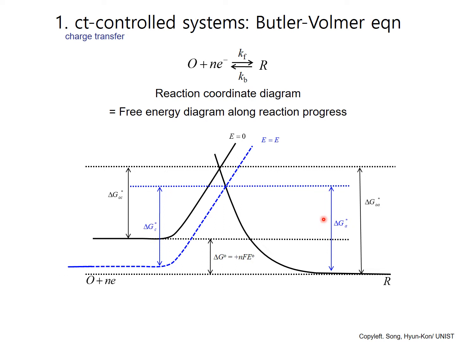Then one more thing. In this case, the difference of free energy between the black line and the blue dashed line is delta G, which is determined by your applied potential, NFE. The more important thing is here. Of course, we still have the same distance. Let me say this distance is the same as that of this, right? It should be.